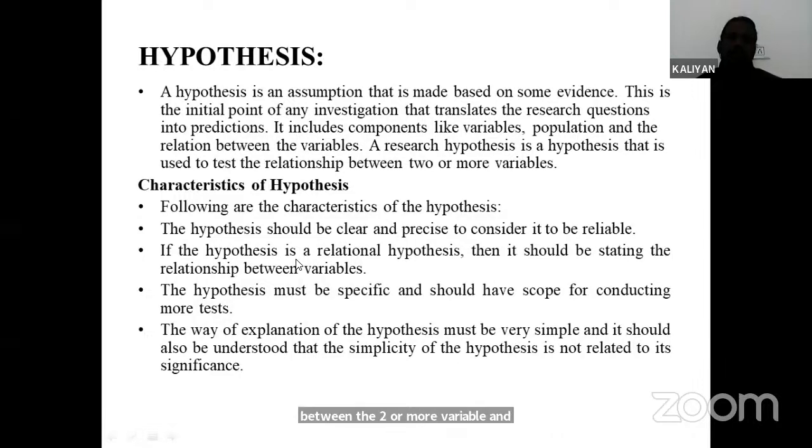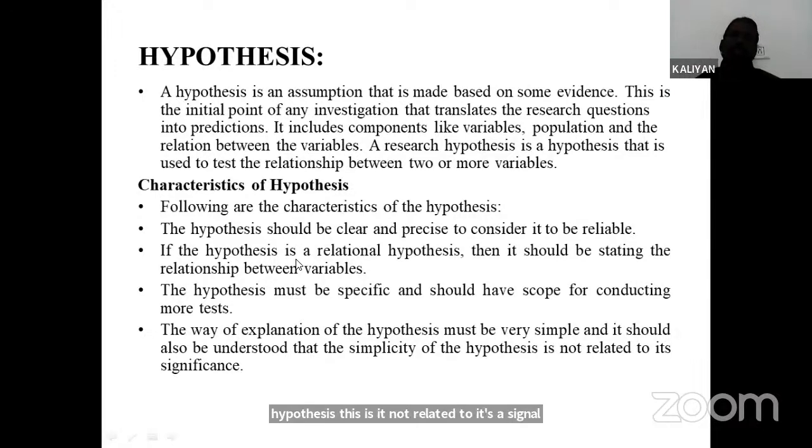Now the characteristics of a hypothesis. A hypothesis should be clear and precise to be considered reliable. It is a relational hypothesis, so it should state the relationship between variables, like independent variable and dependent variable. A hypothesis must be specific, with scope for conducting more tests. The explanation of the hypothesis must be very simple, and its simplicity is not related to its significance. So these are the characteristics.